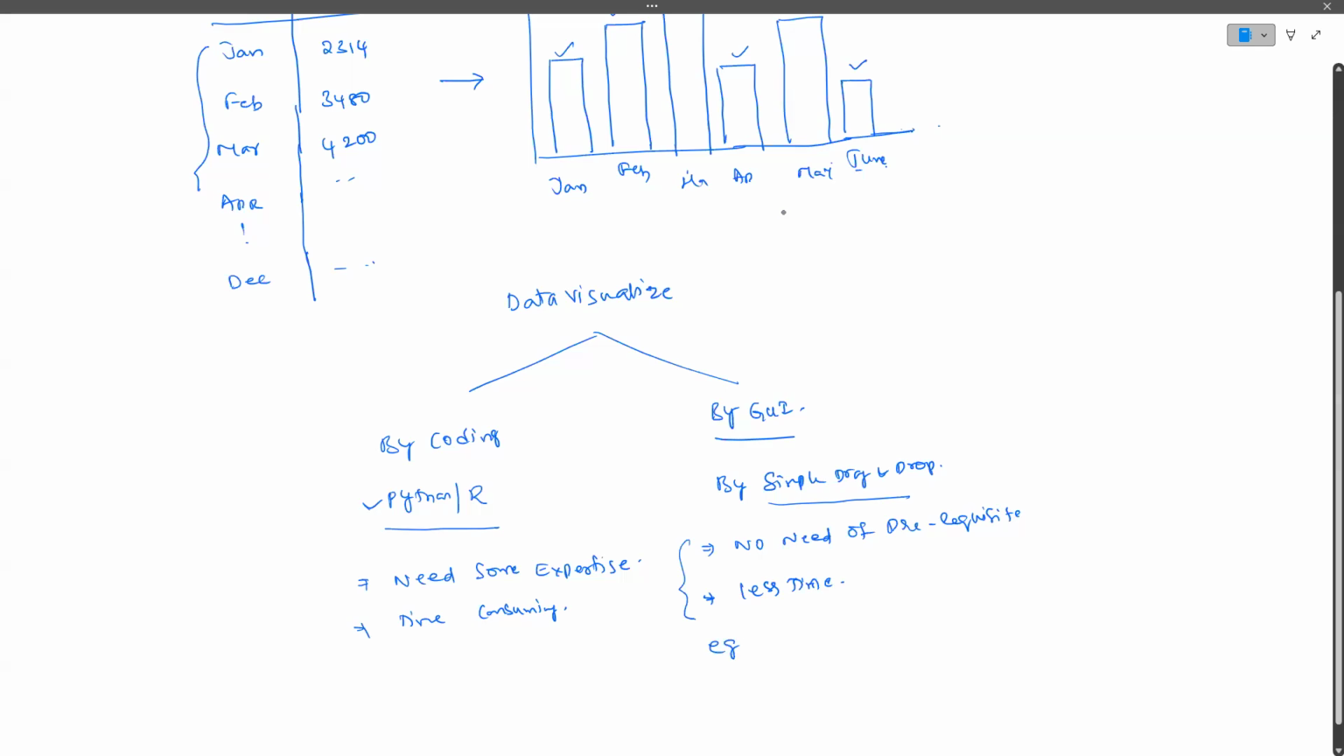What are the examples we have? The tools are going to be Power BI, and apart from that, we also have Tableau. So these are some of the tools we have: Power BI, Tableau, or Qlik Sense. This is the way we have to work with them.